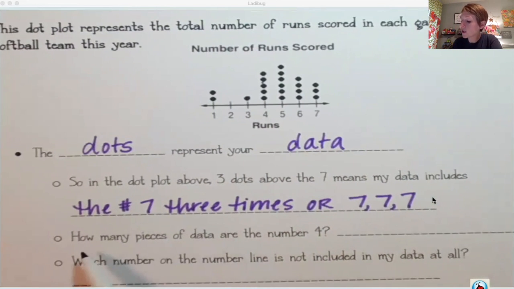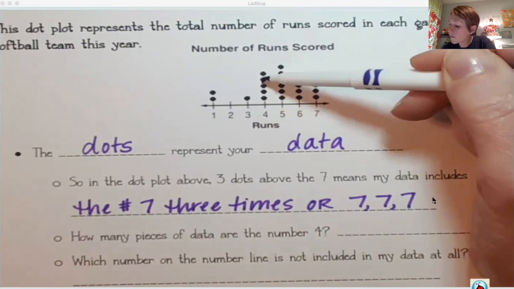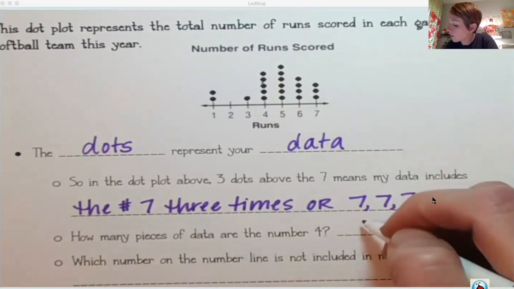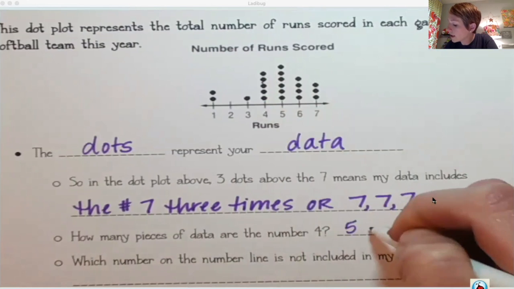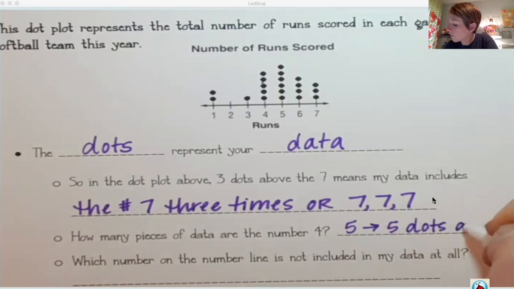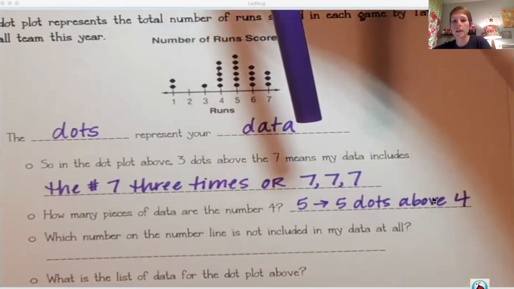So our next question, how many pieces of data are the number 4? Well, above 4, I have 1, 2, 3, 4, 5 dots. So how many pieces of data are the number 4? 5. And I know that because there are 5 dots above the number 4. Okay, whoops, sorry, let me zoom out a little bit so y'all can see that better.